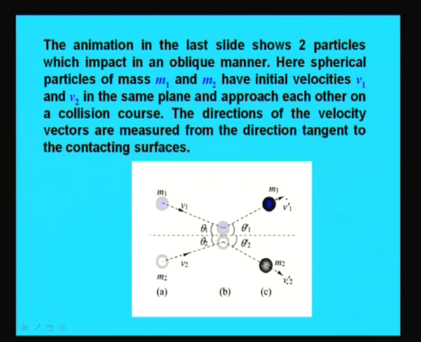Now the directions of the velocity vectors are measured from the direction of the tangent to the contacting surfaces. This is the case of oblique contact, because they are making contact at an angle. These are the three situations shown here, A, B and C.